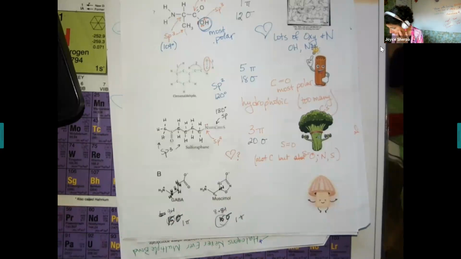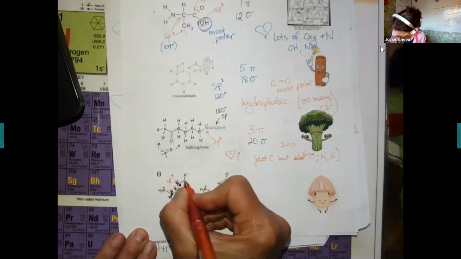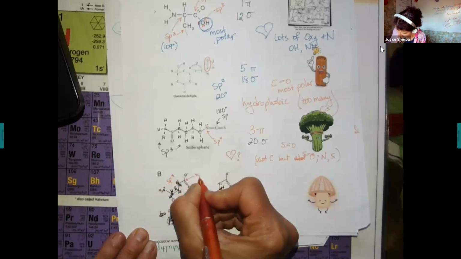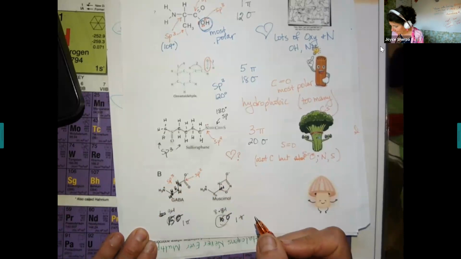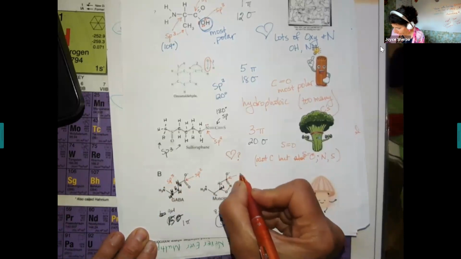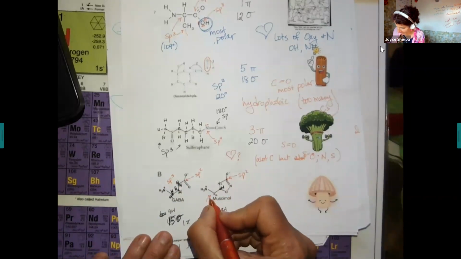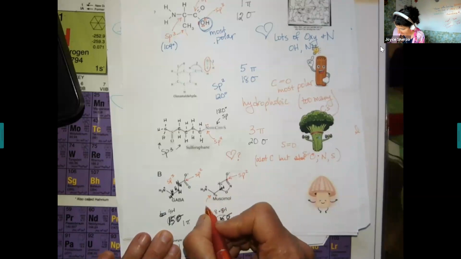The hybridization, it looks like these guys are sp3 over here, and then that is a carbon that is sp2. This guy would be an sp2, whereas this down here would be an sp3 because it's all single bonds.